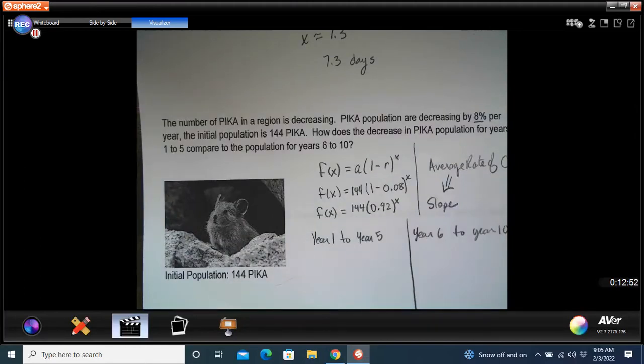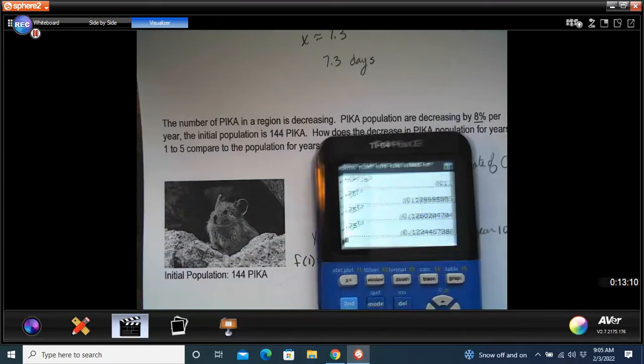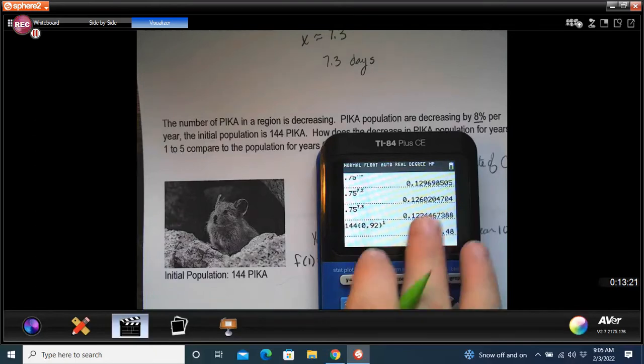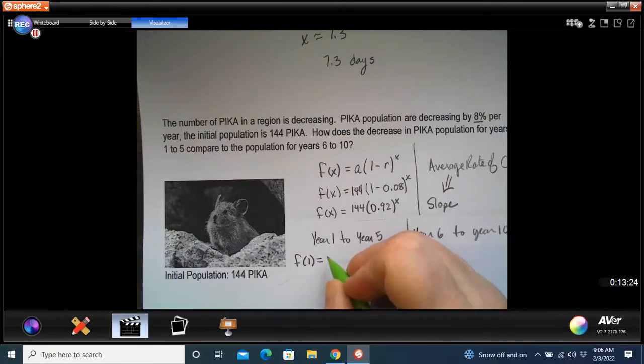So to find the average rate of change from year 1 to year 5, I'm going to find f of 1, which means I'm going to plug 1 into this equation for x. So f of 1 is 144 times 0.92 to the first power, and I get 132.48. In your book, they round this to the nearest whole number, so they're going to call it 132.